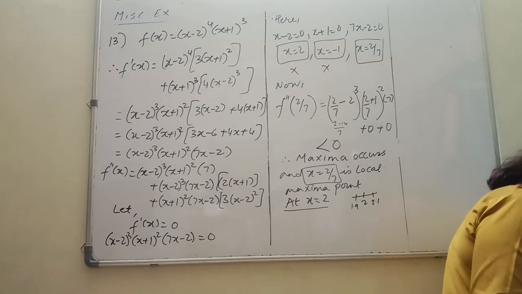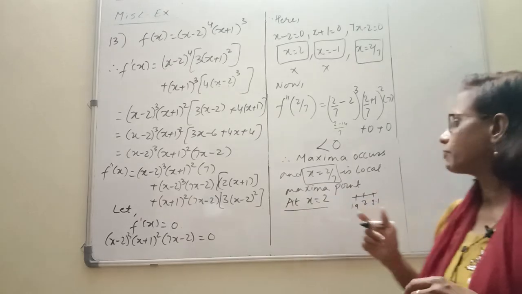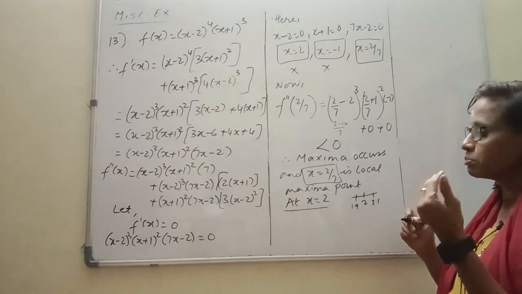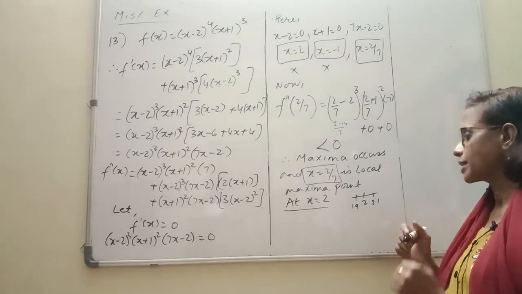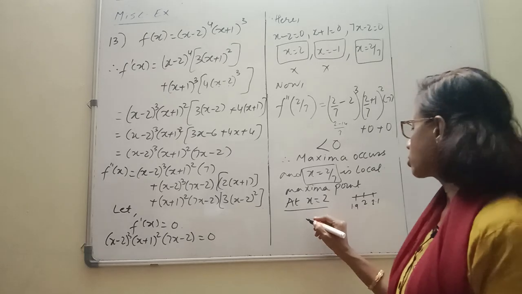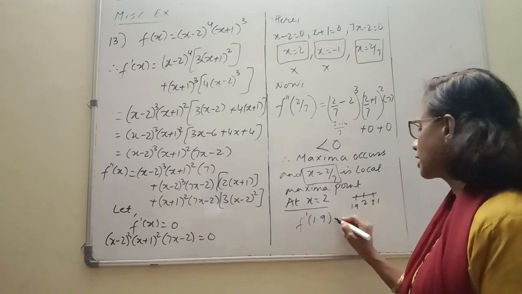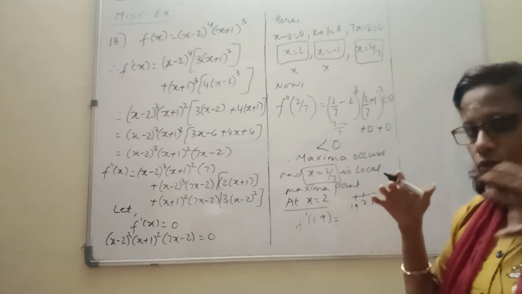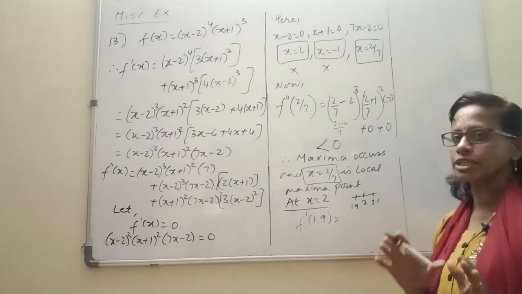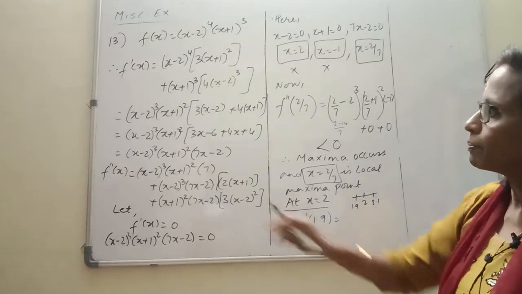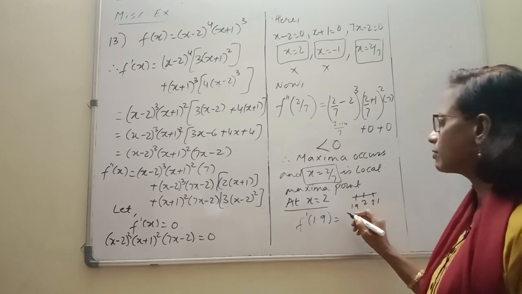If the f dash value goes from positive to negative, then it's going to be a maxima point. Okay, so let's look at f dash at 1.9. We're not again going to sit and substitute, but we are just going to check the sign.